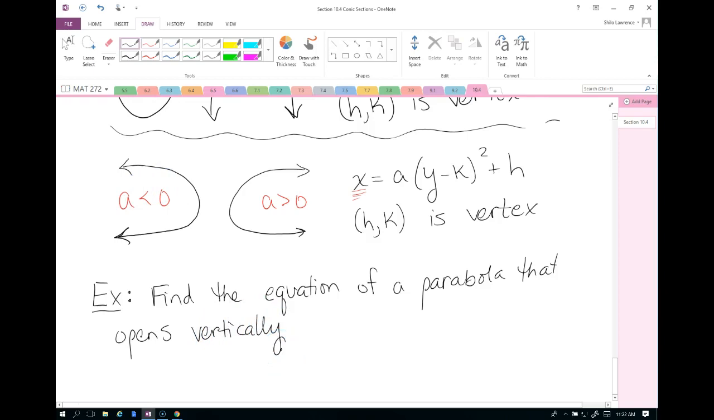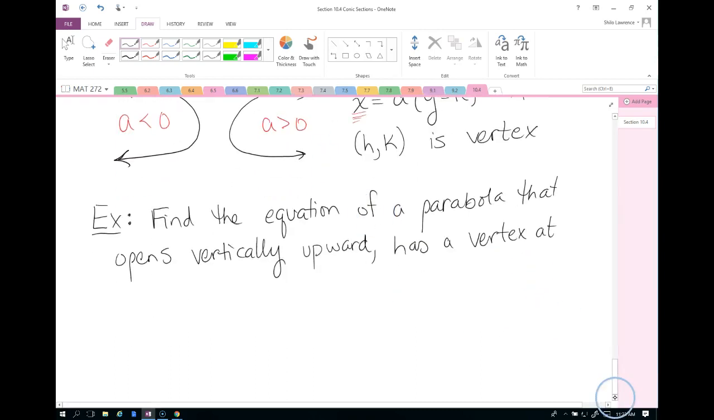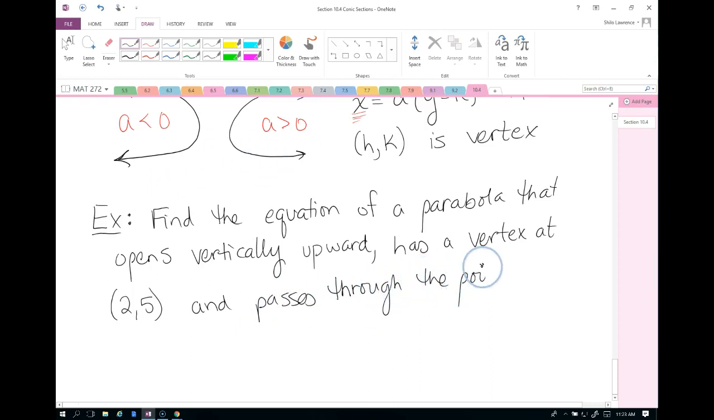We're going to find the equation of a parabola that opens vertically upward. It has a vertex at (2, 5), and it passes through the point (4, 12).